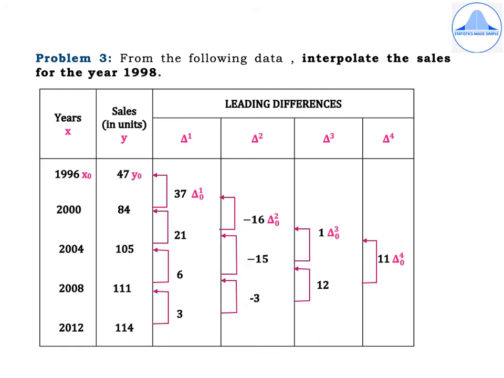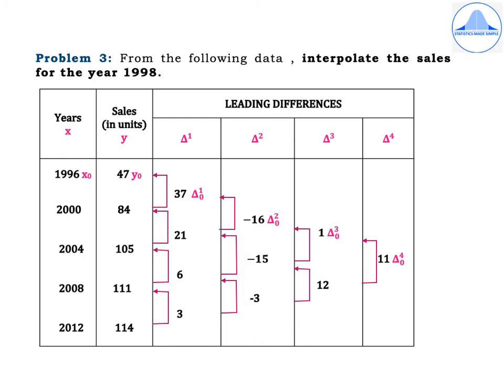3. From the following data, interpolate the sales for the year 1998. So the first two columns are given to us, that is years, is 1996, 2000, 2004, 2008 and 2012. And the next column is sales in units as 47, 84, 105, 111 and 114. Now the first step is to mark years as X, sales in units as Y, and 1996 mark it as X naught, and the value 47 mark it as Y naught.